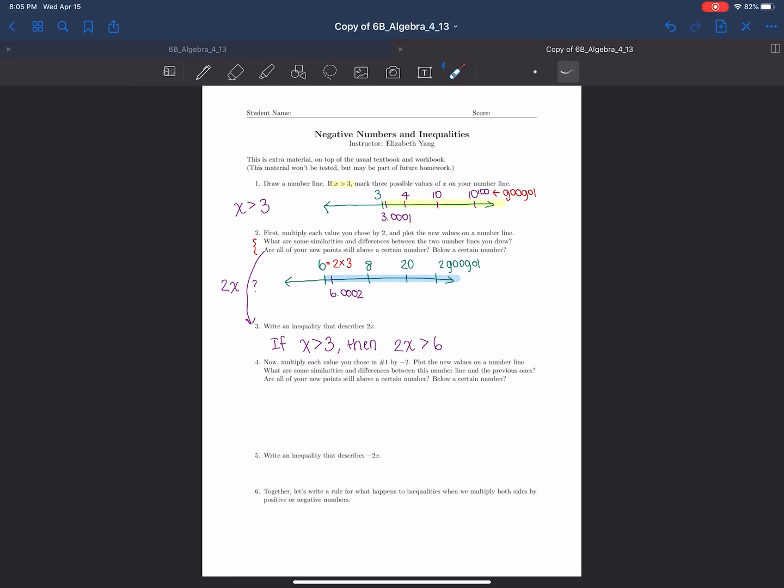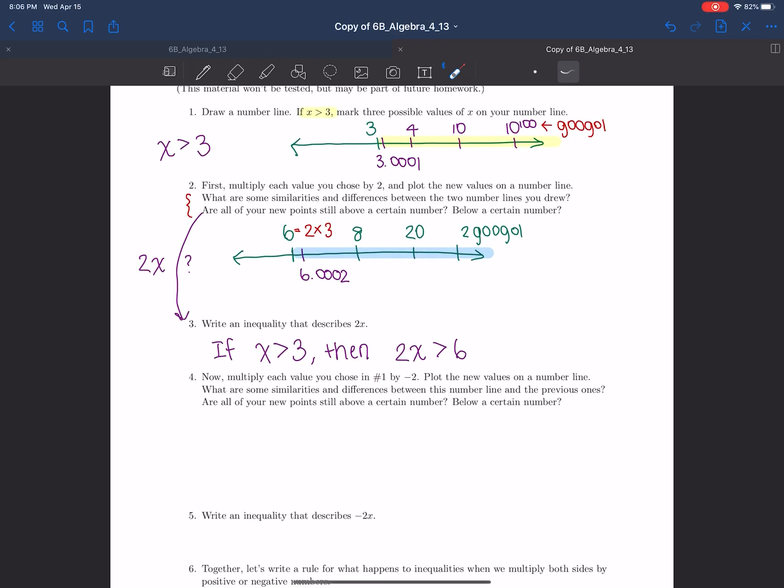Okay, moving on. Let's talk about the worksheet. In this worksheet, last time we started off with the condition x is greater than 3. So we only care about x's that are bigger than 3, or to the right of 3 on the number line. And the first question wanted us to mark 3 possible values of x. So I've actually marked 4 here.